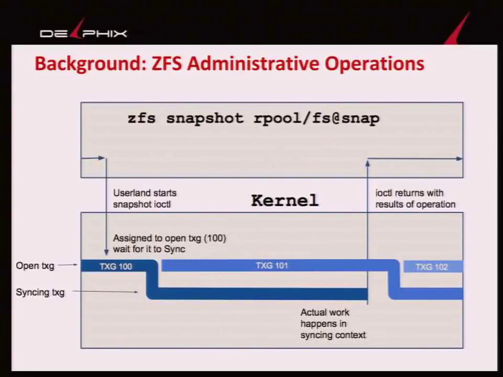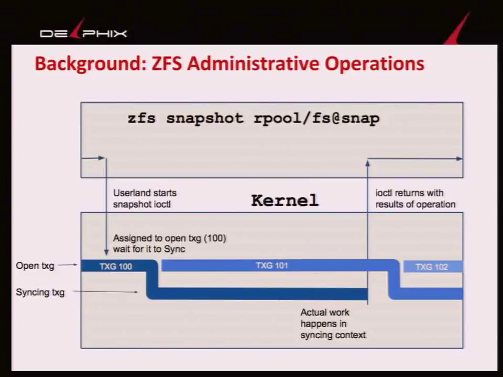I'm going to be talking a lot about ZFS administrative operations in this talk. So what I'm talking about is things that you do with the ZFS command, basically. So creating file systems, creating snapshots, setting properties, destroying file systems or snapshots. The way that this works is, you run, say, ZFS snapshot. I want to create this snapshot of this file system. And that's a program running in userland. It makes a call down to the kernel. That's called an ioctl. The kernel processes this and eventually returns back to userland saying, yep, I created your snapshot.